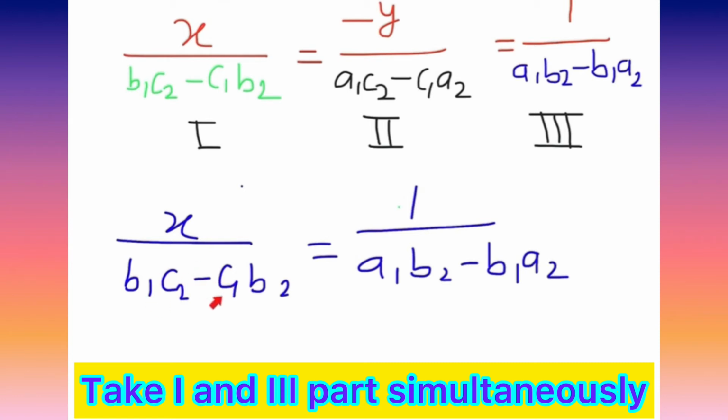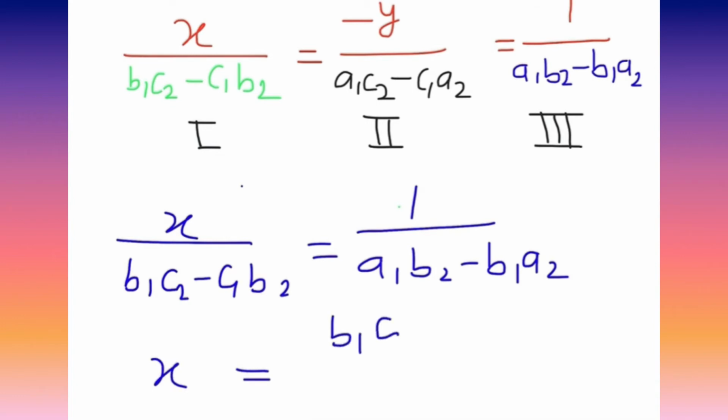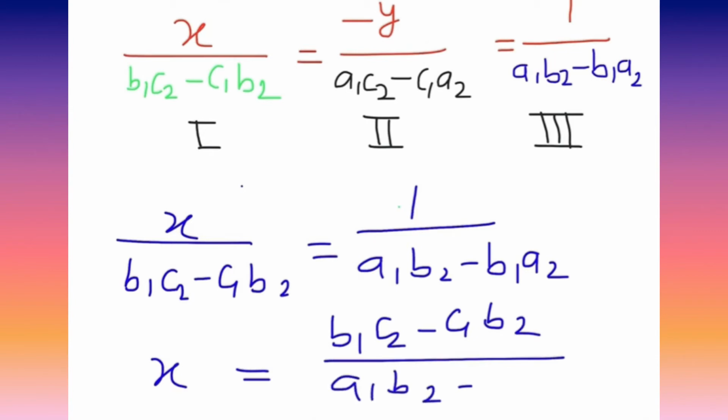this denominator to the right hand side. You will get the value of x as x equal to b1 c2 minus c1 b2 upon a1 b2 minus b1 a2. So this is the value of x.